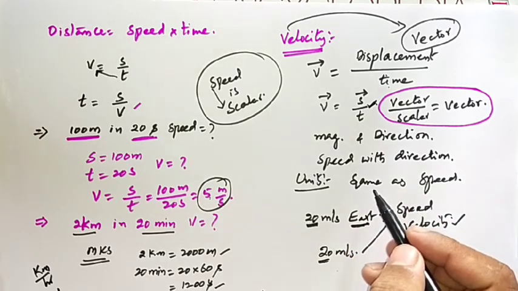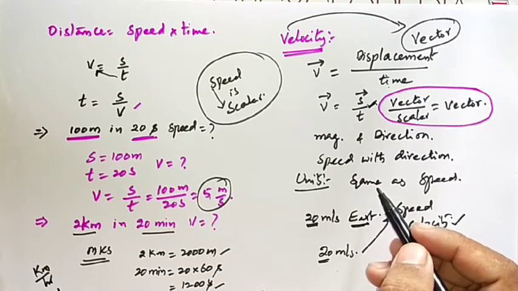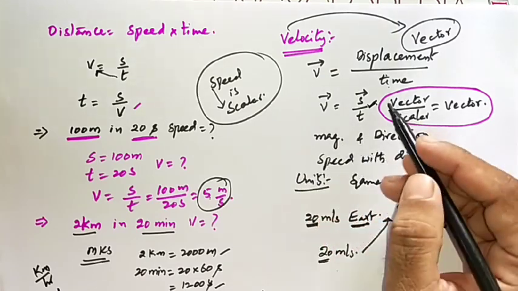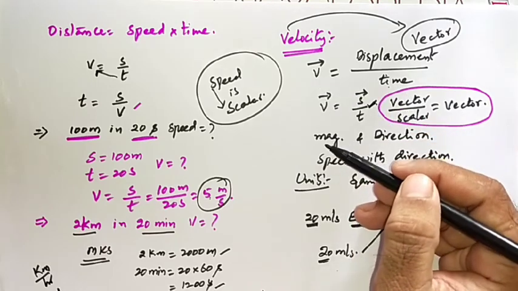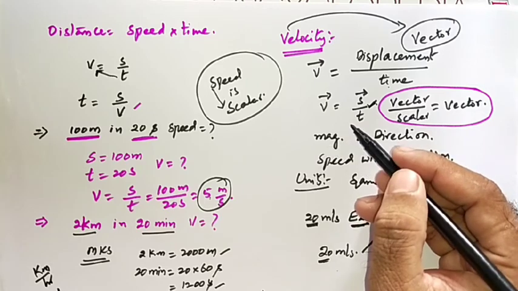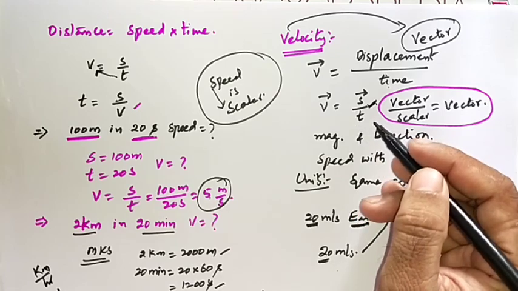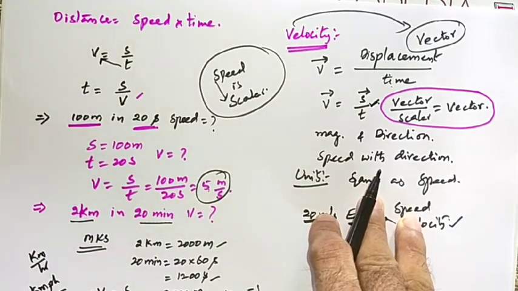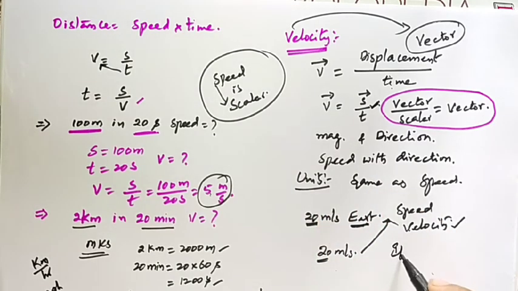So speed and velocity have the same units. These are the similarities. What is the difference? Speed is scalar, velocity is vector, and their definitions are also different. Speed is distance by time, whereas velocity is displacement by time. We know that a scalar can never be negative, so speed is never 0 once the body starts, but velocity can be 0, positive, or negative. When will velocity be 0? If displacement is 0, then velocity will be 0.